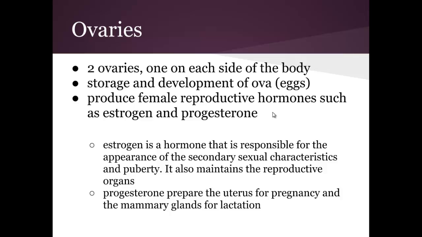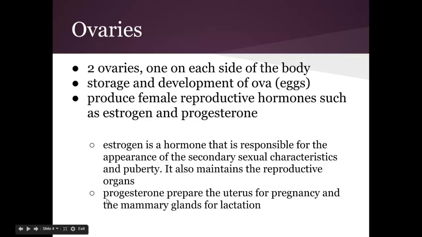The ovaries produce female reproductive hormones, such as estrogen and progesterone. Estrogen is the hormone that's similar to testosterone in males. Estrogen in females is responsible for the appearance of the secondary sexual characteristics. It also stimulates the development of puberty. It also then maintains the reproductive organs throughout a woman's life.